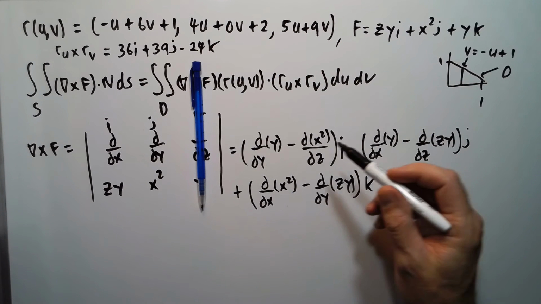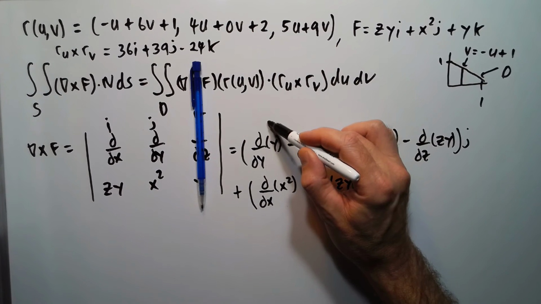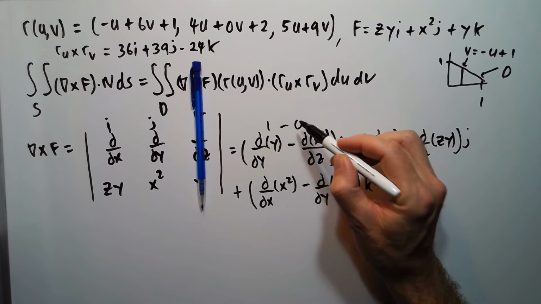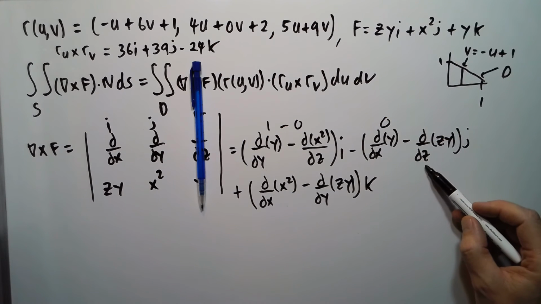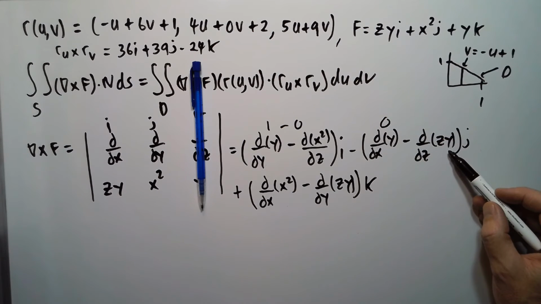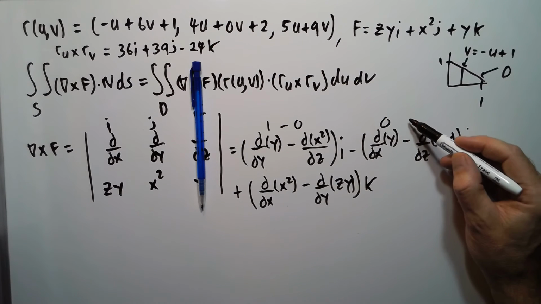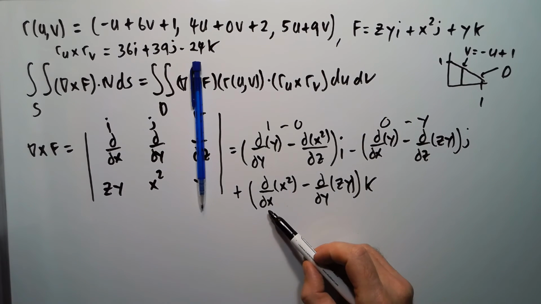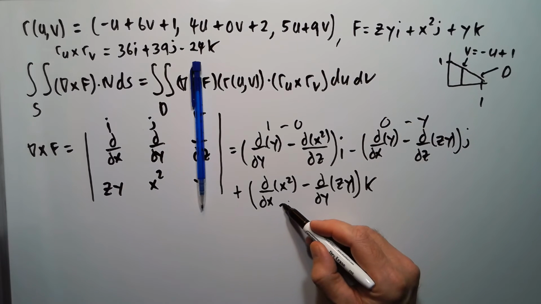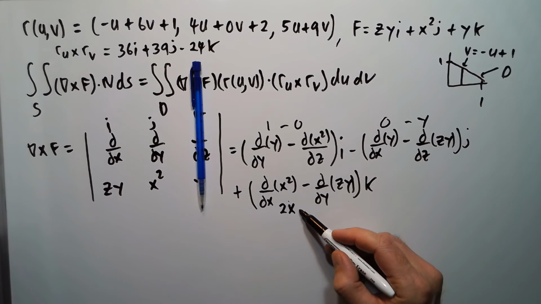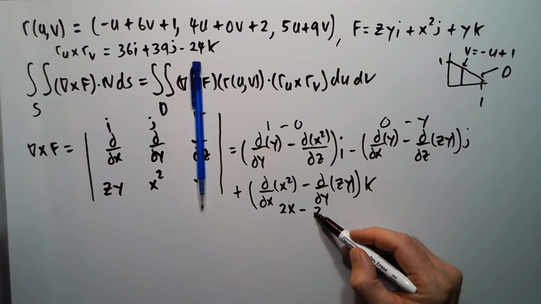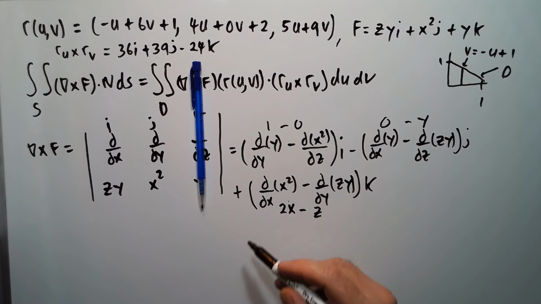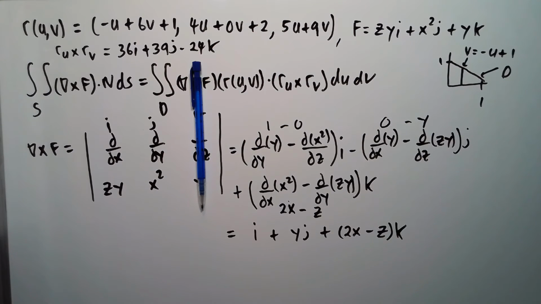So then working these out, well, the partial y operator acting on y would just be 1. That'll be 0 there. The partial x operator acting on y would be 0. The partial z operator acting on zy would just be y, so it'd be a minus y there. And the partial x operator acting on x squared would be 2x. And then minus the partial y operator acting on zy would be minus z. So let's write our final answer down here. Okay, so this would be your curl right here.